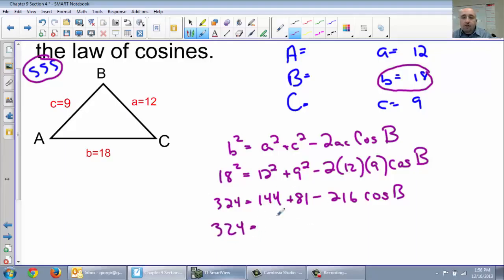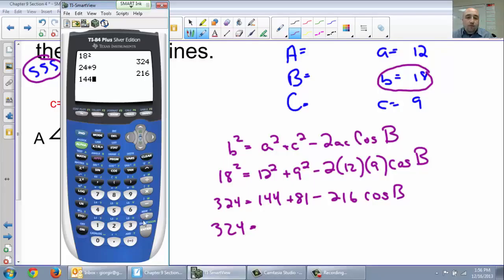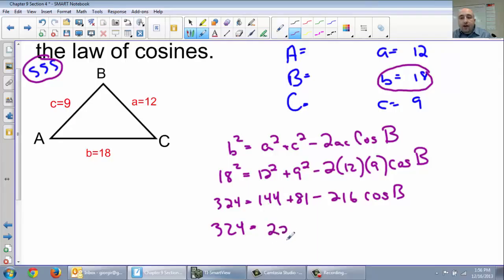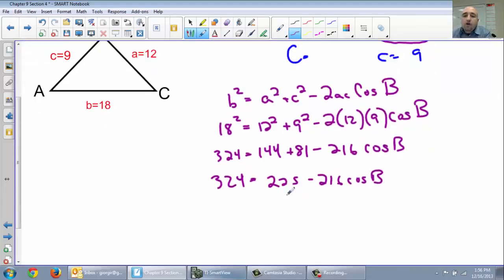Okay, so let's keep going. 324 equals 144 plus 81. 144 plus 81 equals 225. So 225 minus 216 cosine of B. So at this point, you're going to stop. You cannot do 225 minus 216. You cannot do that because this 216 has a cosine attached to it. So the only thing you can do is take away the 225 first and then divide by negative 216. So that's what we're going to do next.